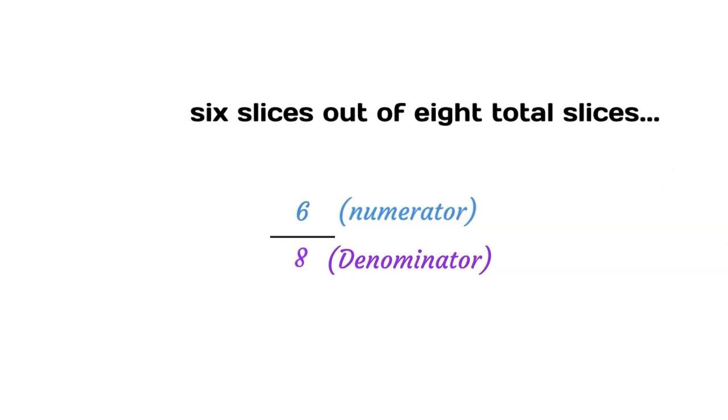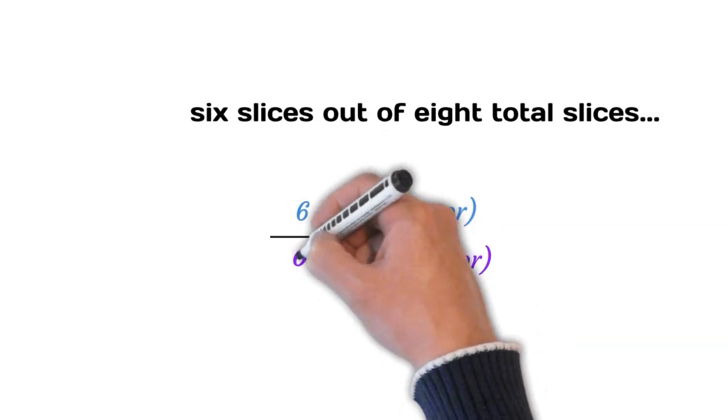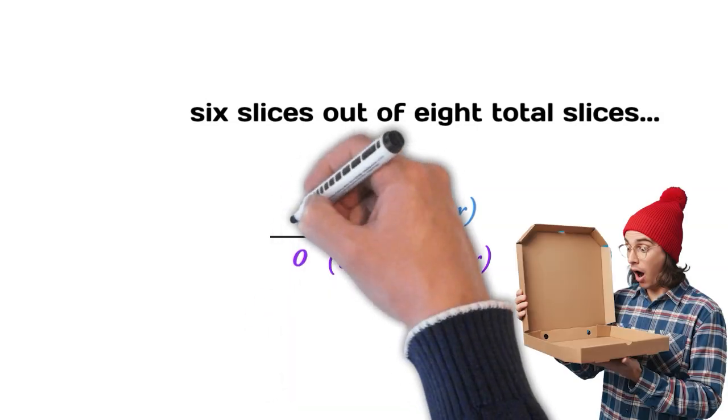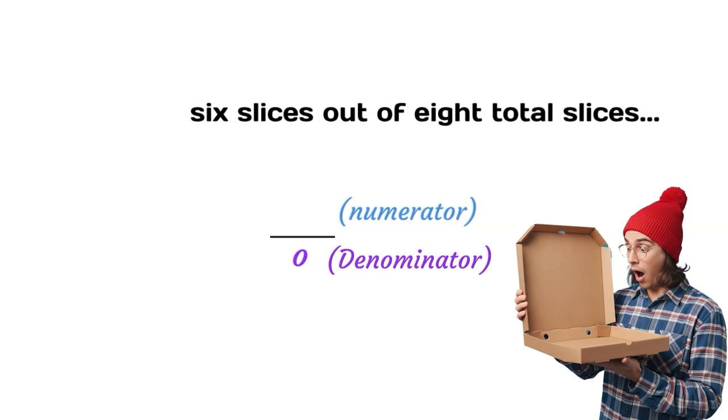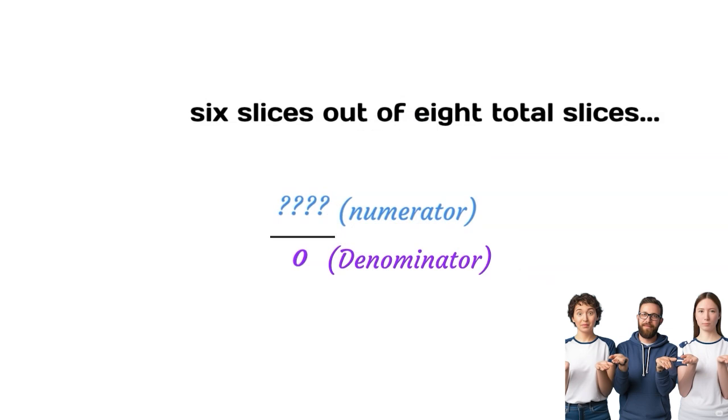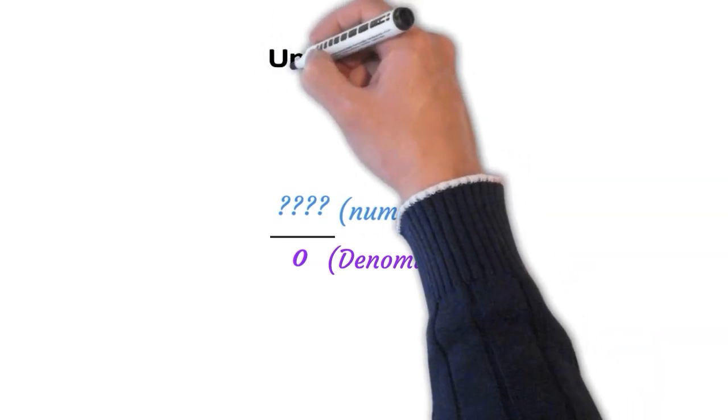Now here's the important rule that links to our problem. If the denominator were 0 slices, that's like saying we didn't order a pizza at all. No slices exist. You can't share what isn't there. There's no fair way to divide among friends if total slices equals 0. In math, we say the expression is undefined whenever the denominator is 0.